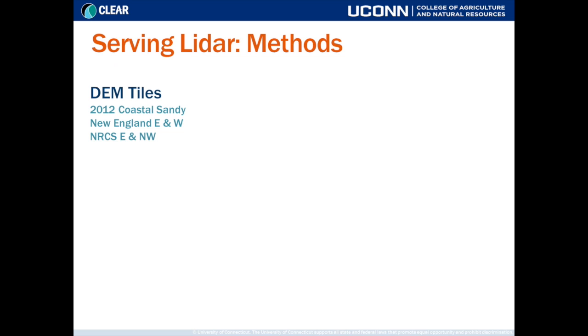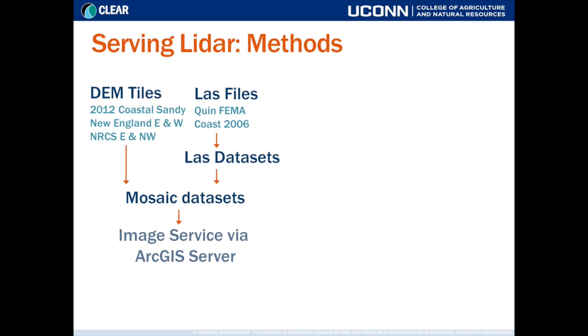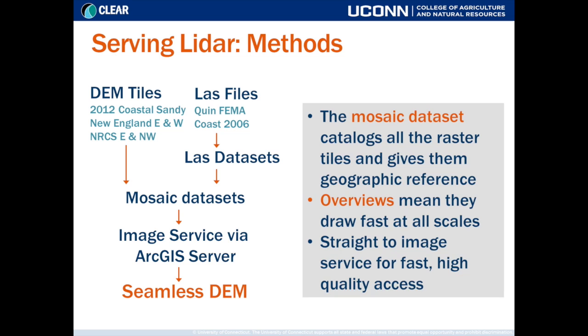So generally, how are we serving this? First, I took those DEM tiles from the data sets that had them and put them into what's called a mosaic data set. For those two data sets with only last files, we use the last data set into a mosaic data set, and all of that into an image service using ArcGIS Server. And finally, you get a seamless digital elevation model. The mosaic data set is a format that catalogs all the raster tiles and gives them geographic reference. It creates overviews, which are different layers that make it draw really fast, and it allows it to be published in a fast, high-quality, easy-to-use format.